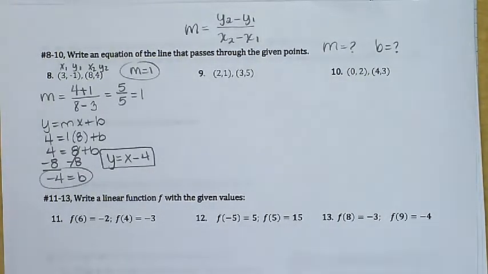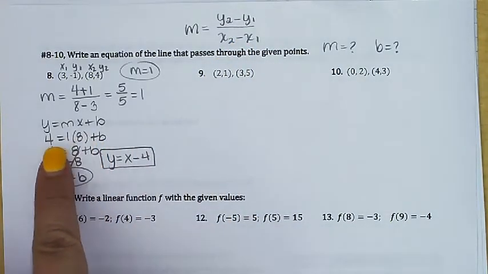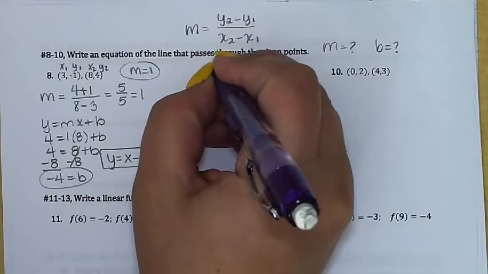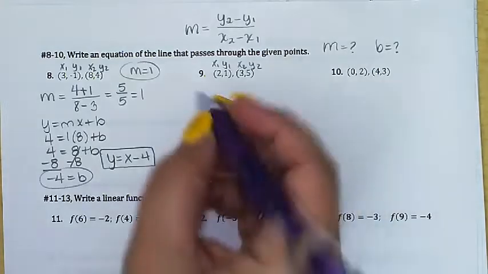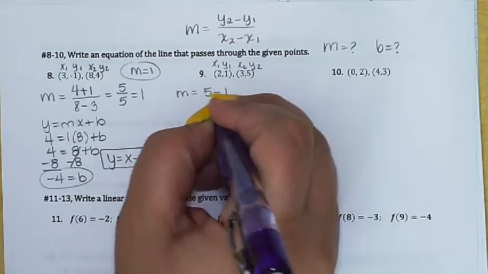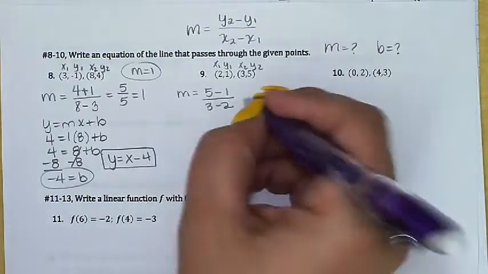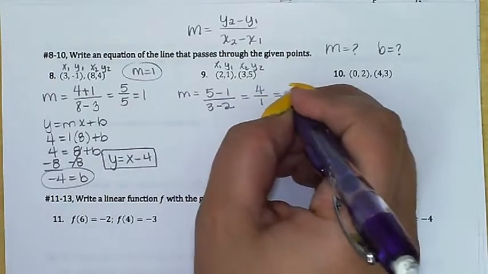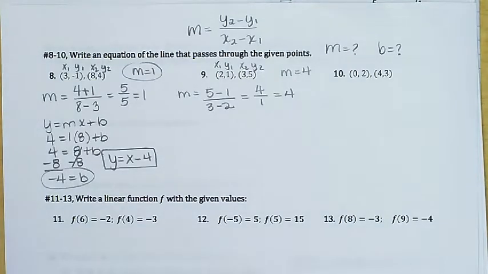Again, they didn't give us the slope or the y-intercept, so we're going to use the slope formula to find the slope, and then we'll use the technique from before of borrowing a point to then solve for the y-intercept. So let's try number 9. I'll make this my first point. I'll make that my second point, and I'll plug that into the slope formula. So y2 minus y1 over x2 minus x1 is 5 minus 1, which is 4, over 3 minus 2, which is 1, and that simplifies to 4. So our slope for number 9 is 4.